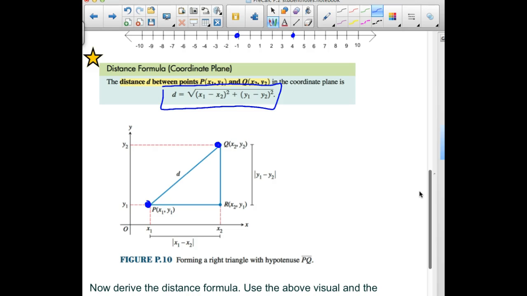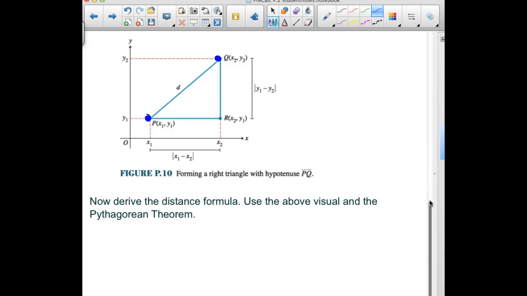If we think of that in terms of a triangle, we are starting out here. We can measure this and make a right triangle. And then we know the Pythagorean theorem, right? A squared plus b squared equals c squared.